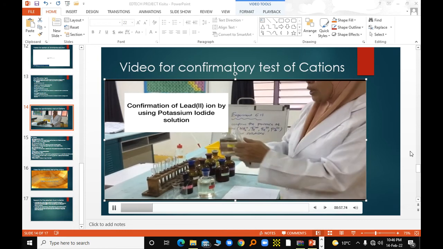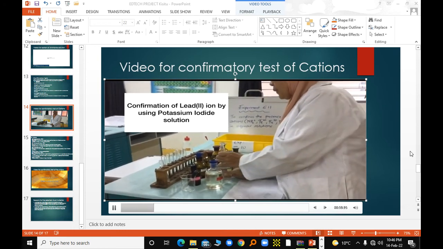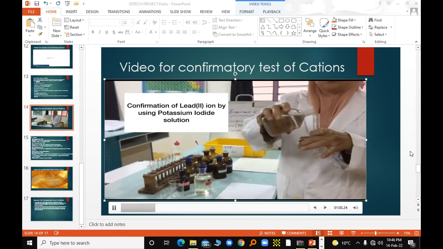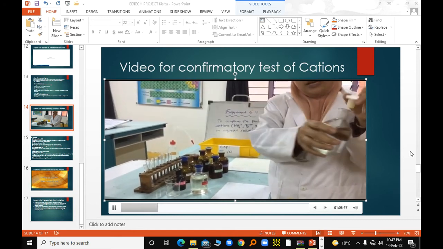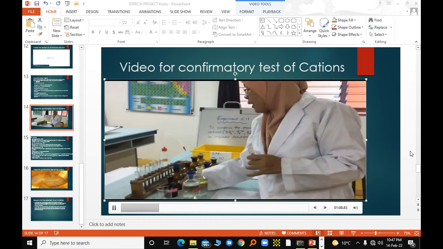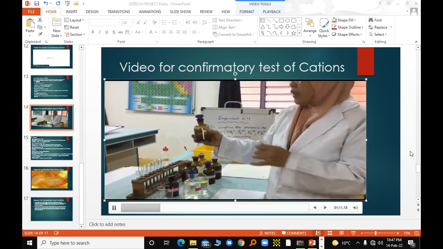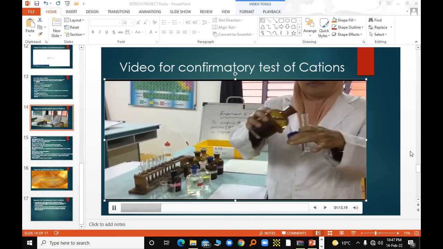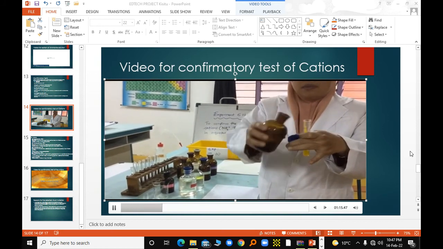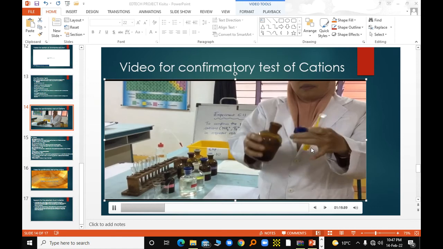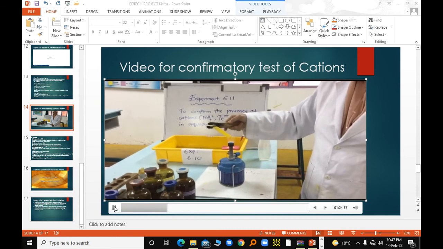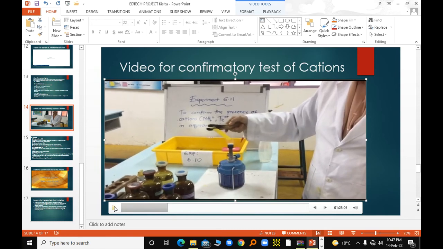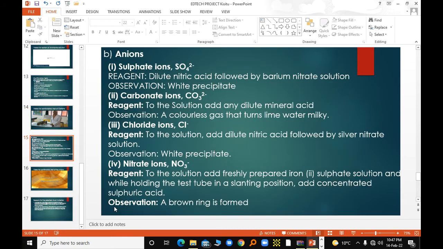Lead 2 ions are confirmed by potassium iodide. Colorless lead 2 ion solution, and then add potassium iodide. So that is the yellow precipitate which is formed. Now let me stop there for the time being and I move to the anions.